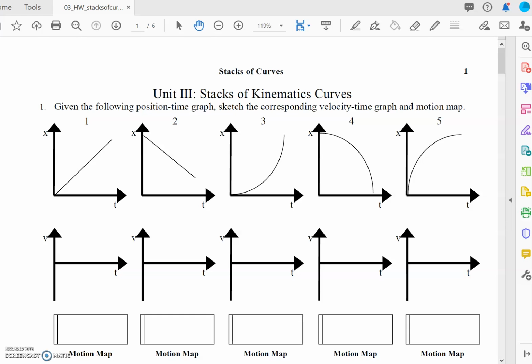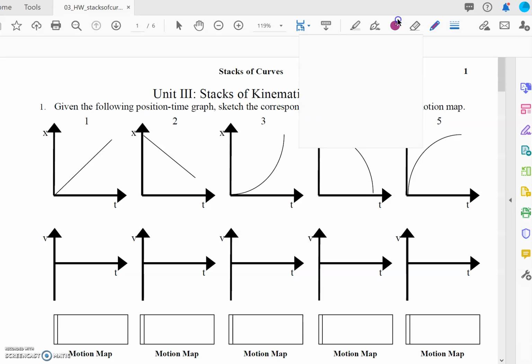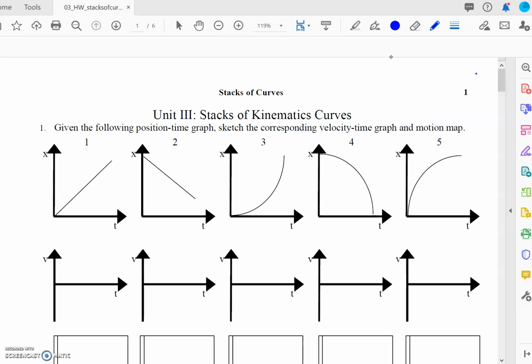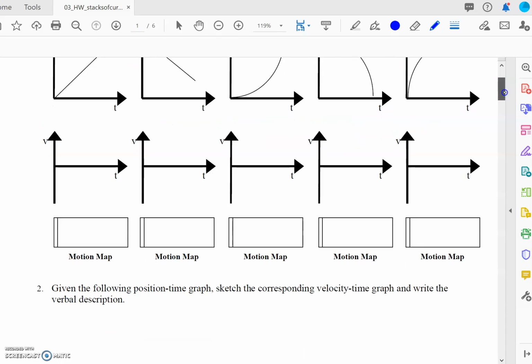In this lesson, we're going to be working on a lot of different examples of kinematic curves. In other words, we're going to be looking at the position time graphs, the velocity time graphs, motion maps, and the word descriptions of motion. I'm going to use this time with you to go through and do a couple of examples on each section of this worksheet so you can follow along and then do the rest on your own for practice.